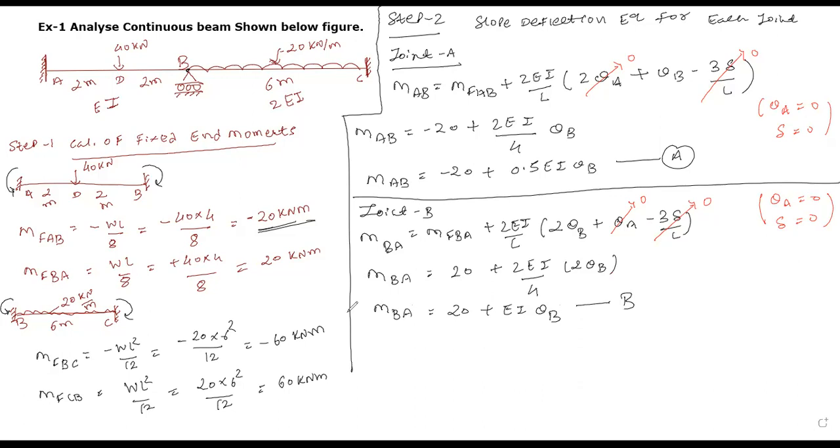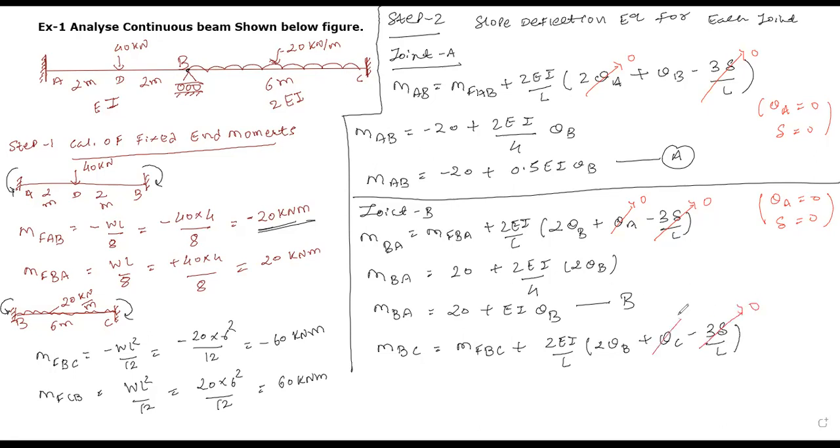Similarly, we will write down the same equation for MBC. That should be equal to MFBC plus 2EI divided by L. Again, for joint B, that's the reason twice theta B plus theta C minus 3 delta divided by L. I hope it is clear. Again, at joint C, it is again a fixed support, that's the reason the slope at C should be 0.